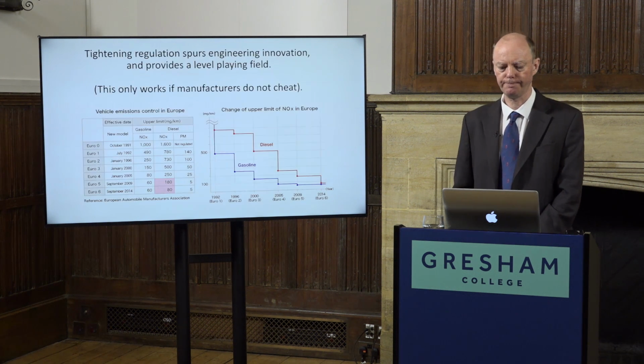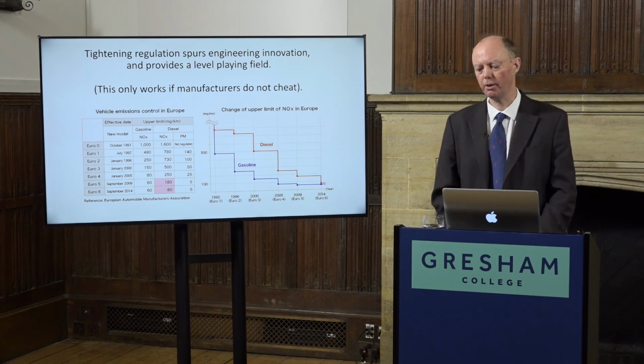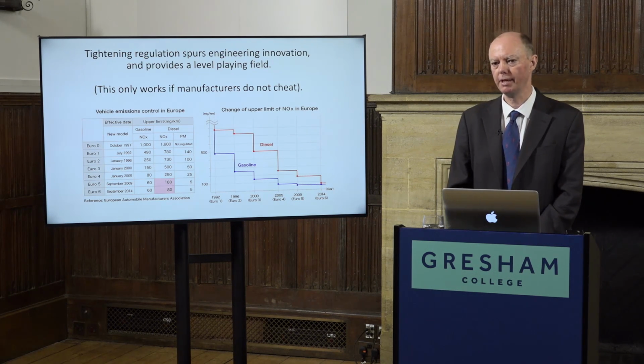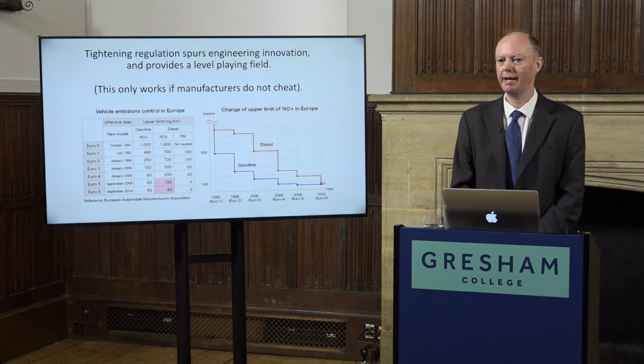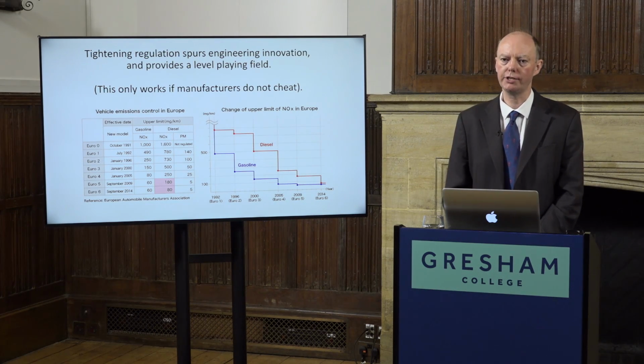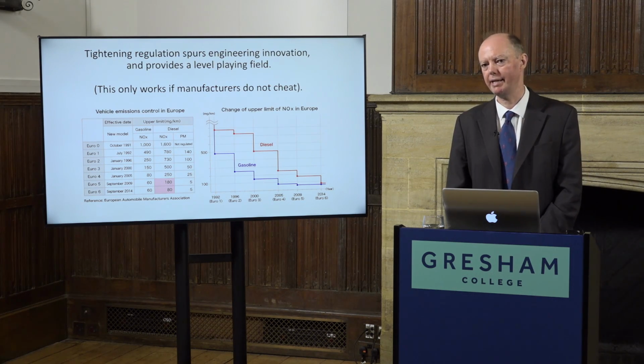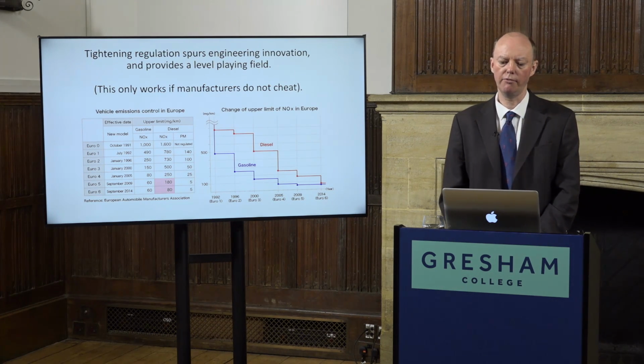And this is an example of the state doing something slightly different, which is providing regulation to give a level playing field to industry in an area where everybody is potentially affected, and saying, let's spur on engineering innovation, to engineer out, in this case, pollution, but it could be other risks.